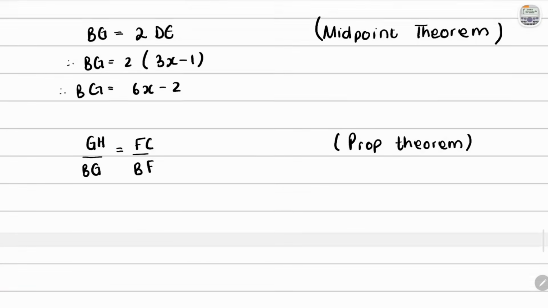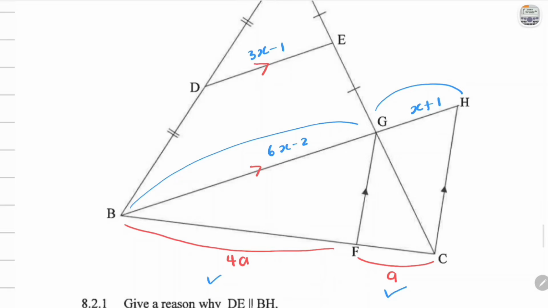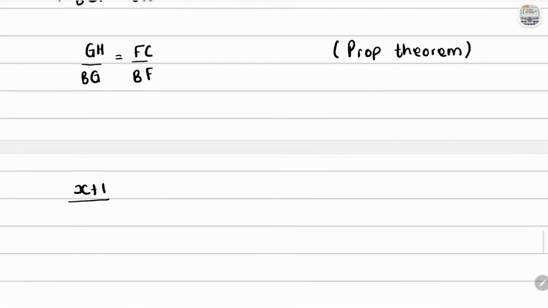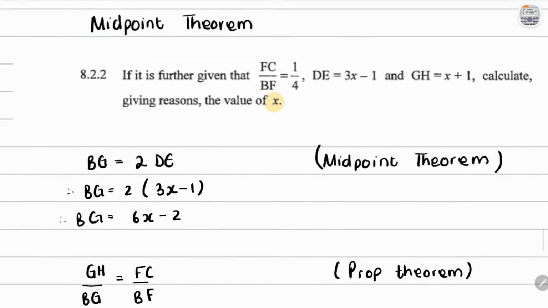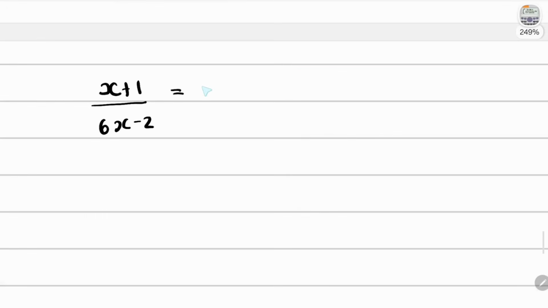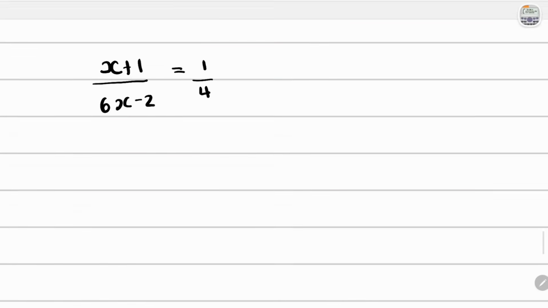So GH is, like they told us, x plus 1. So in place of GH, we say x plus 1 over BG, we found to be 6x minus 2, is equal to FC over BH. F is simply just 1 over 4. So this is equal to 1 over 4. And now we can solve for x.